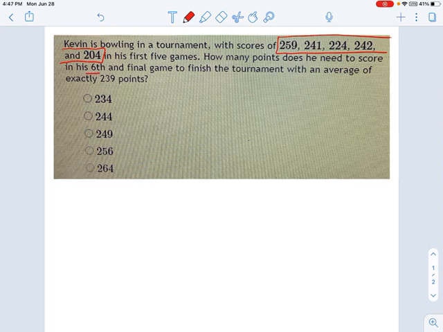to finish? That's important. It's the sixth game to finish the tournament with an average, okay, we're looking for an average, of exactly 239 points. So this is a little bit more of a sophisticated averaging problem because it's asking you what score is necessary to get a certain average. It's not asking what the average is of these 5 scores. Although, if you average these 5 scores together, you might find that number in this list. That would be a trick.